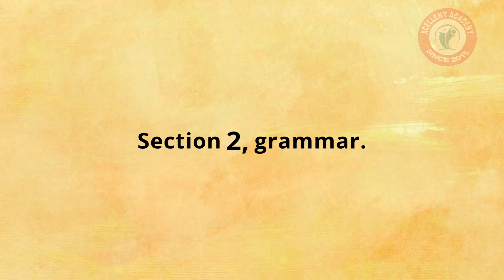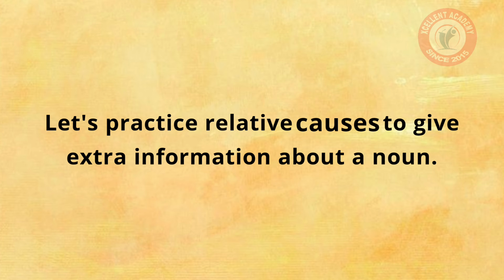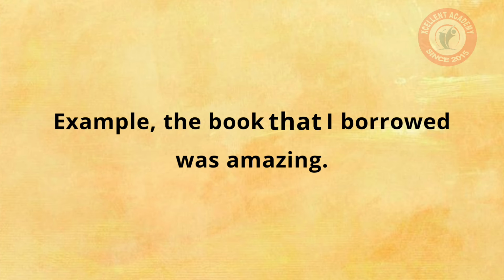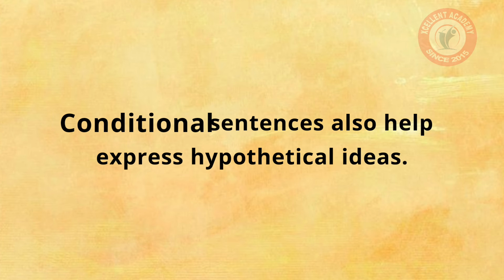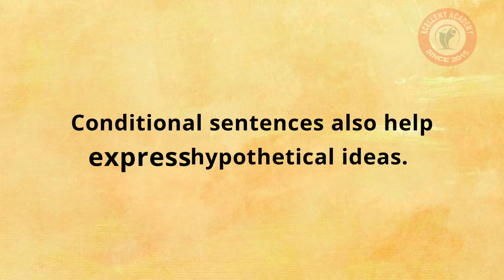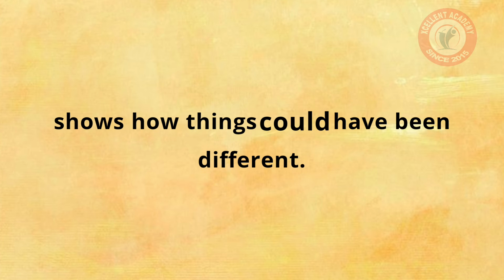Section 2. Grammar. Advanced grammar can make your sentences more impactful. Let's practice relative clauses to give extra information about a noun. Example: the book that I borrowed was amazing. Here, that I borrowed adds details about the book. Conditional sentences also help express hypothetical ideas. Example: if I had known about the event, I would have attended. This type of sentence shows how things could have been different.